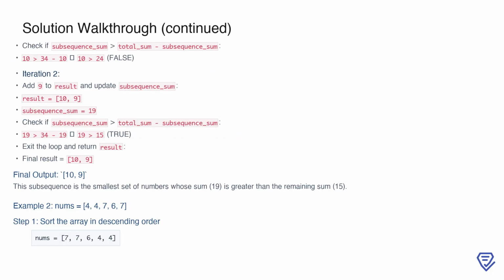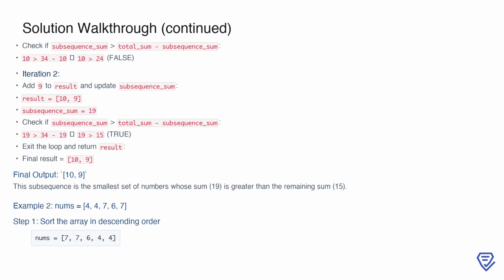In the second iteration, we add the next largest number, 9, to the result list. Now, result becomes 10, 9, and subsequence_sum is updated to 19. We check again whether subsequence_sum is greater than the sum of the remaining elements. This time, 19 is greater than 15, because 34 minus 19 is 15. Since the condition is met, we stop iterating and return the result, which is 10, 9. This subsequence has a total sum of 19, which is greater than the sum of the remaining elements, 15.